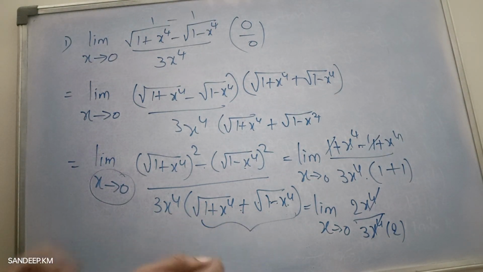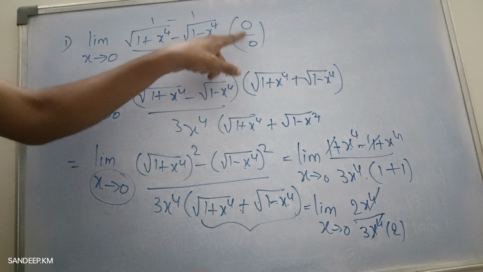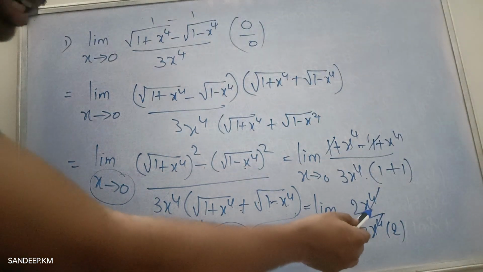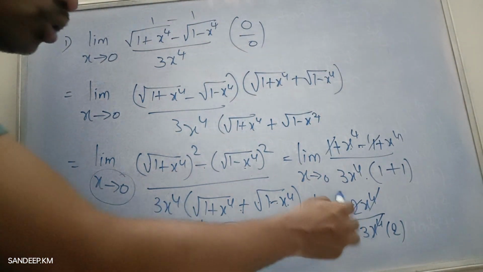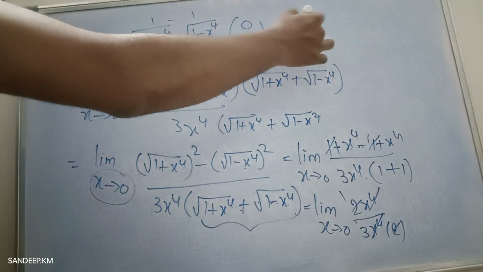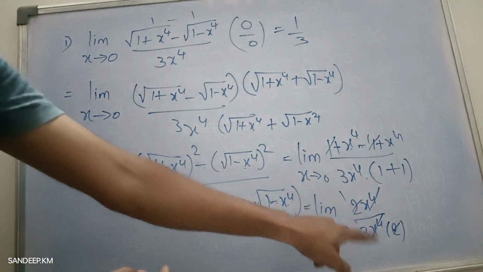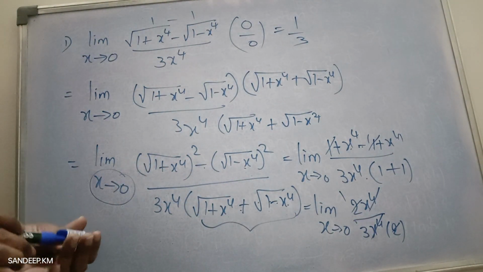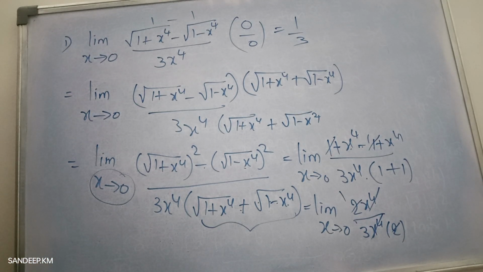The person who was responsible for 0 in the numerator and 0 in the denominator is x power 4 here. He got cancelled, and 2 and 2 cancel, and the answer is what, dear students? 1 by 3. The answer is 1 divided by 3. So we are left with only 1 by 3 now. So first one answer is 1 by 3. So I will give you a question. You can try it.